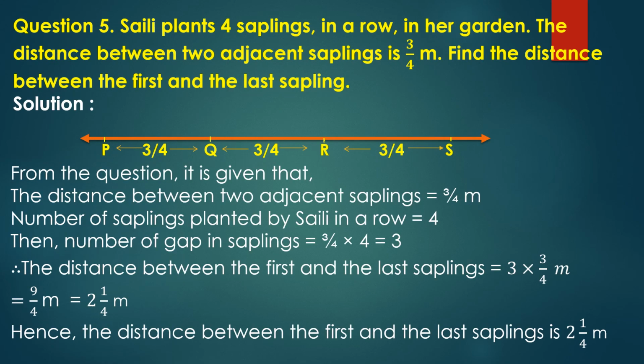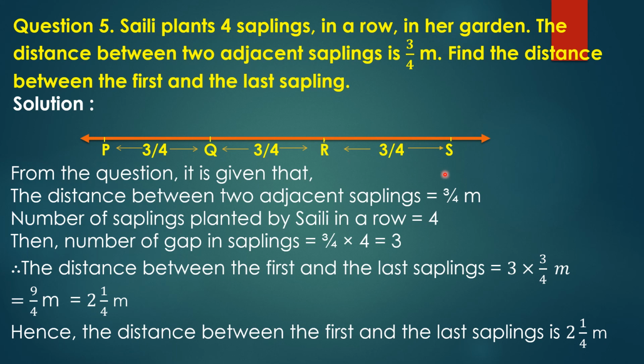Now let us go to the next question. Question number 5. It says that Sally plants 4 saplings in a row in her garden. The distance between two adjacent saplings is 3 by 4 meter. Find the distance between the first and the last saplings. So what is given in the question? There are 4 saplings, P, Q, R, S.